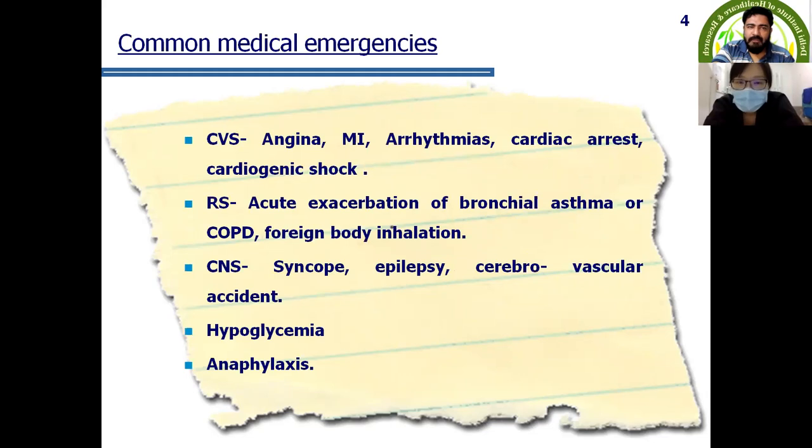So common medical emergencies: cardiovascular emergencies are angina, MI, arrhythmias, cardiac arrest, and cardiogenic shock. Then in the respiratory system, acute exacerbation of bronchial asthma, chronic obstructive pulmonary disease, then foreign body inhalation. In the central nervous system, syncope, most commonly seen, epilepsy, cerebrovascular accident, then hypoglycemia and anaphylaxis.